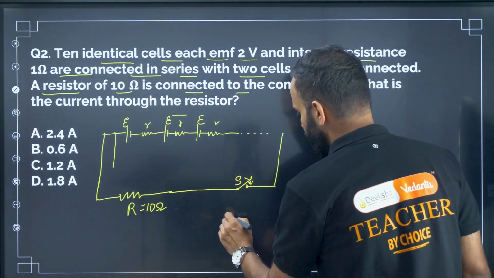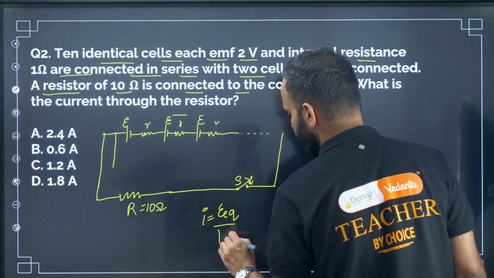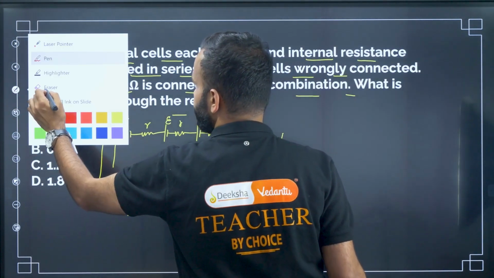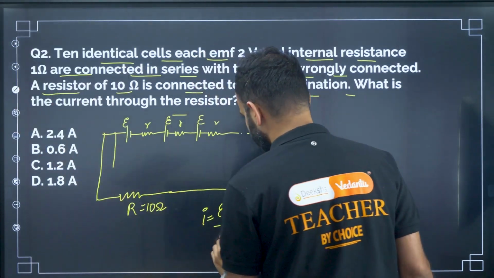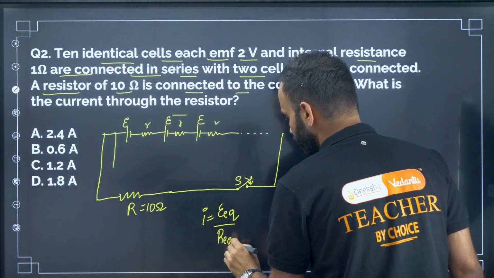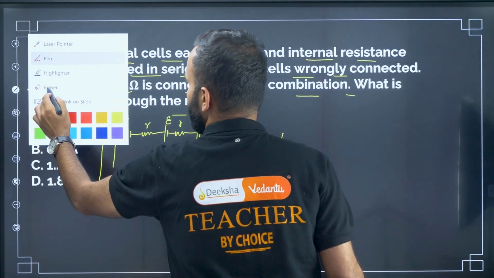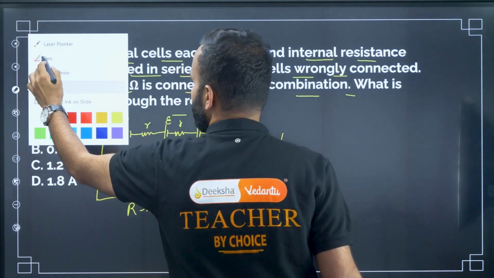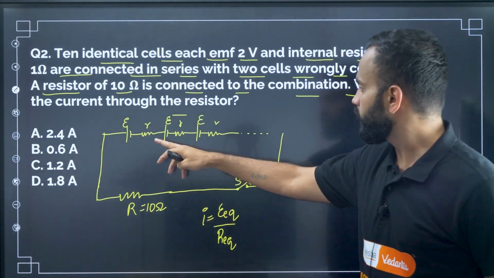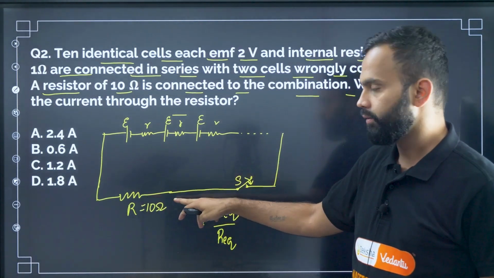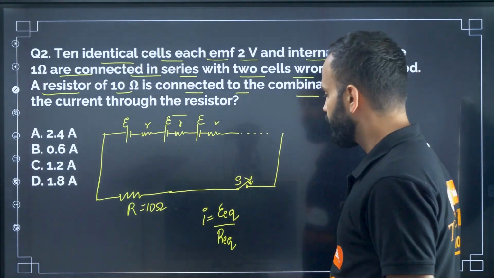The current through the resistor I equals E equivalent divided by R equivalent. All of them are in series, so the current in a series circuit does not change or divide. So the current through all the cells and the resistor is the same. Let us find E equivalent.